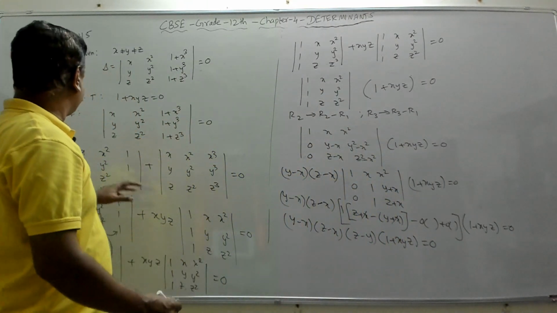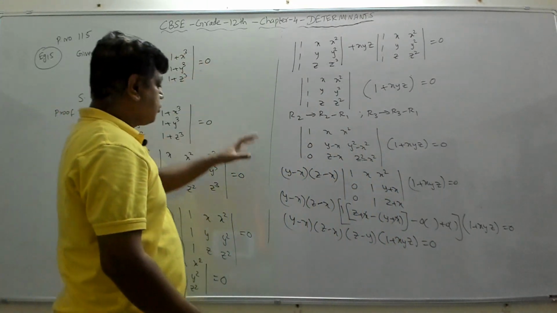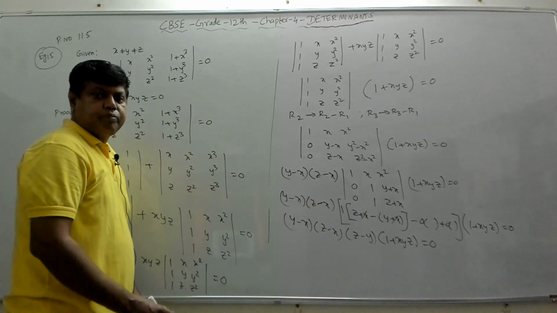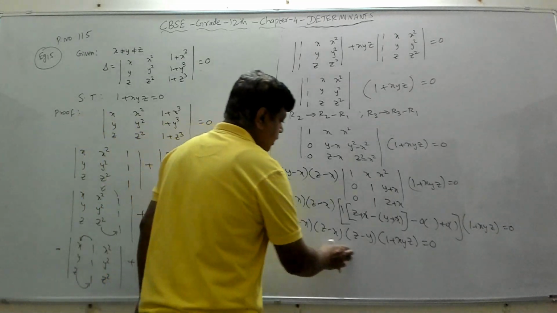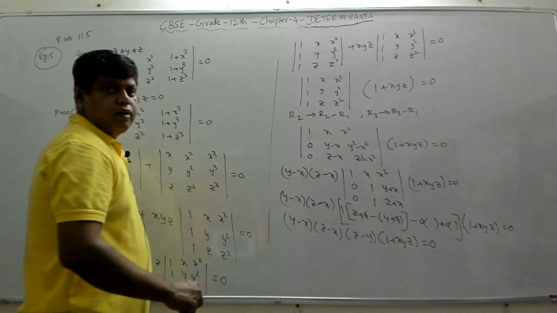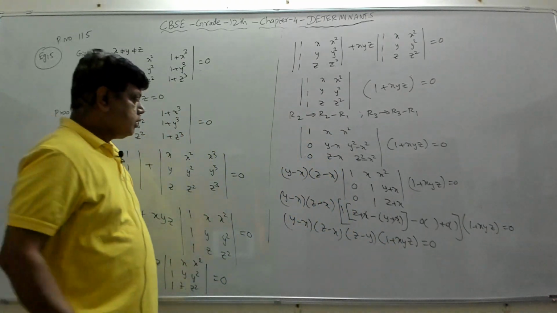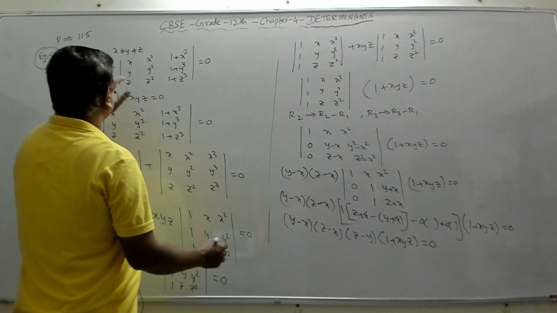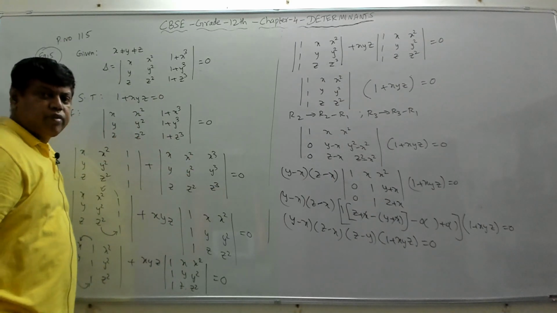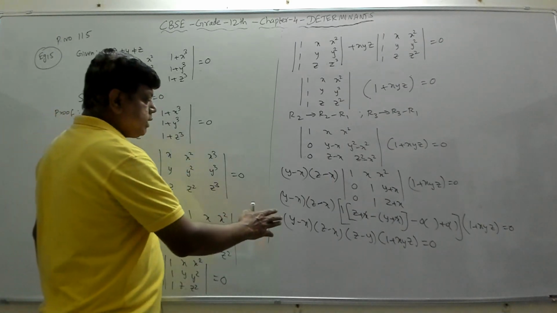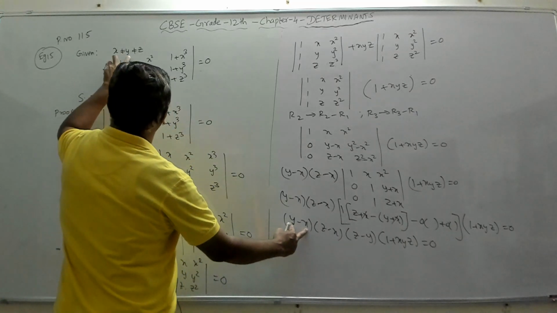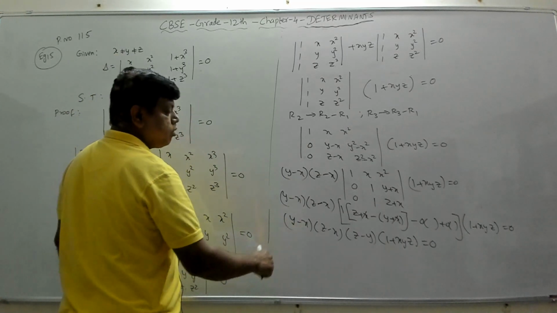Now, the given determinant equal to 0 is written like this. After expanding, we got this. And now what we observe here is that it is given that x, y, z are different. X, y, z, all of them are different. Then x and y are different, x is not equal to y. Therefore, y minus x is not equal to 0.